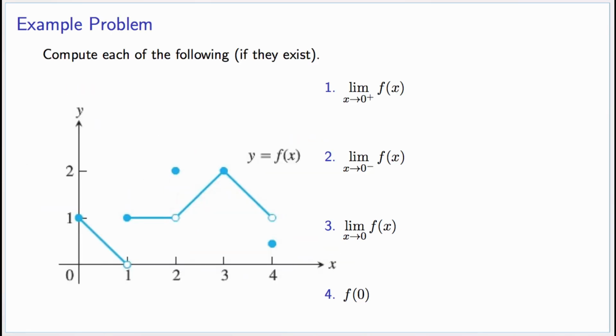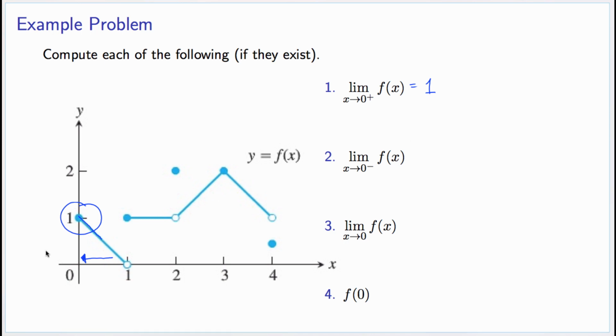In our first example, I have here this function f of x graphed, and we're asked to evaluate several limits and values. First, we have the limit as x goes to 0 from the right of f of x. So I want to think about the values of f of x as x comes into 0 from the right, so bigger than 0. So for our function f of x, as x comes into 0 from the right, these values are getting closer and closer to 1. So this limit as x goes to 0 from the right is equal to 1.